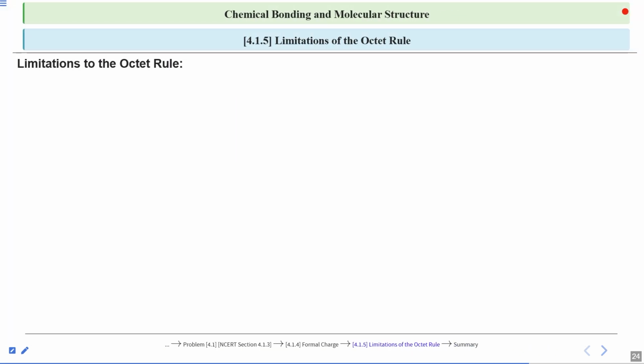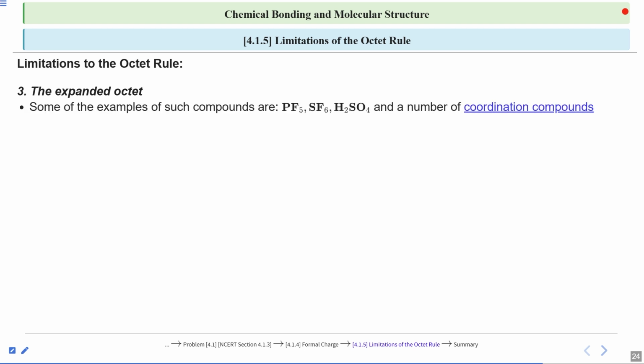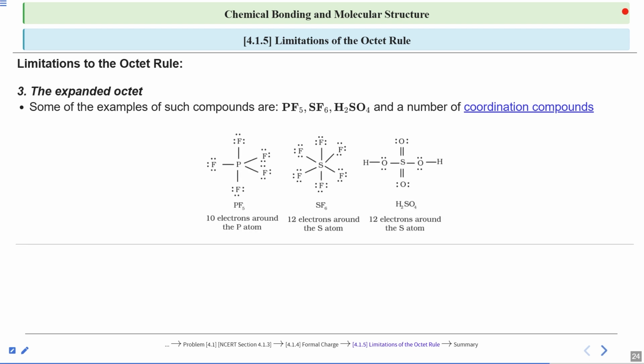Now the next limitation would be what? It is expanded octet. So in the previous case, we have less electrons than the actual octet. Here in this case, we have extra electrons than the 8 electrons. This can be seen in case of PF5, SF6 and H2SO4. See here, the phosphorus is having more than 8 electrons.